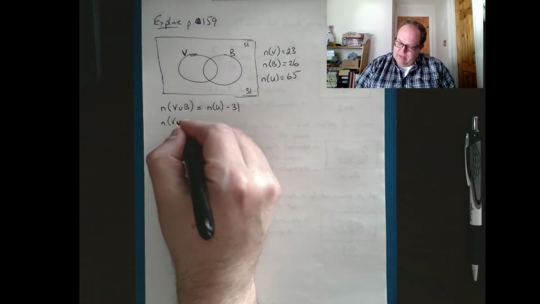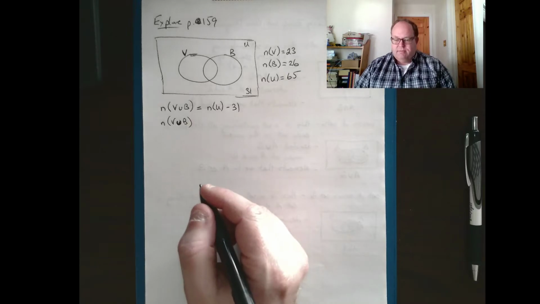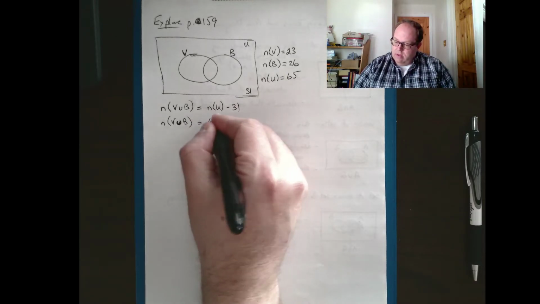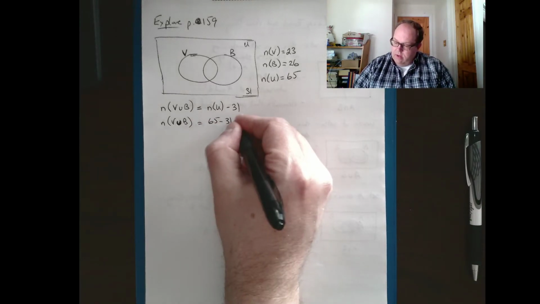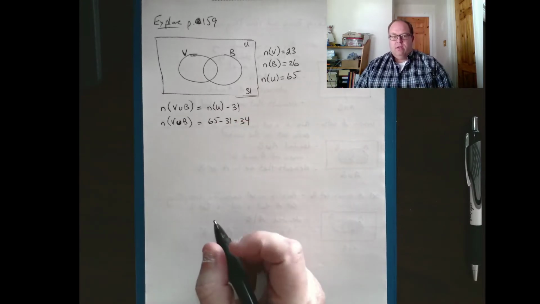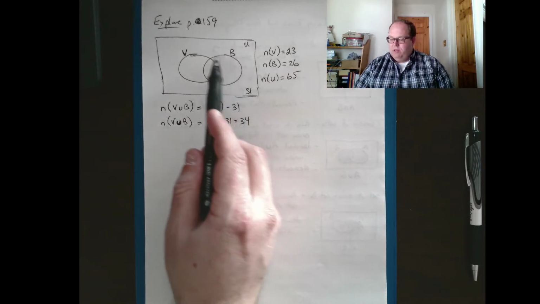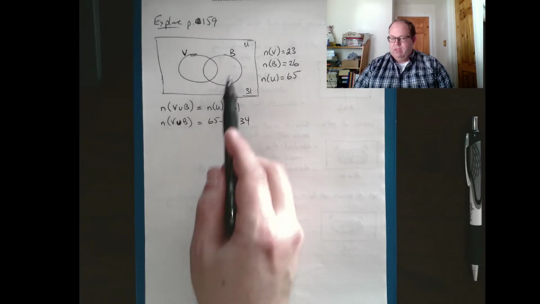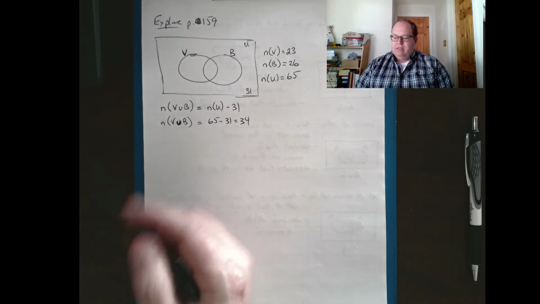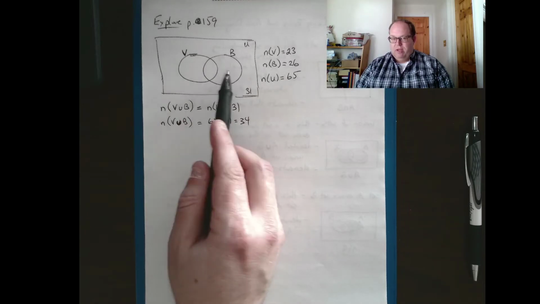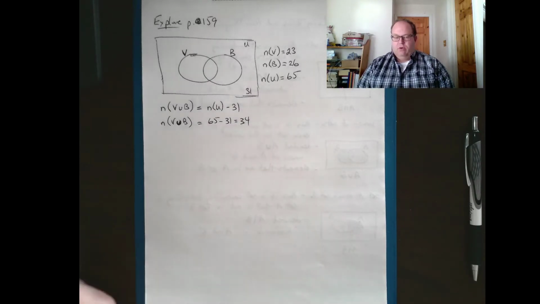I keep wanting to write that as a U, but it's a slightly different symbol. And that works out to 34. So that means combined there's got to be 34 elements between these two sets. Doesn't tell me how much is in each little grouping, but I know it's 34 in total.